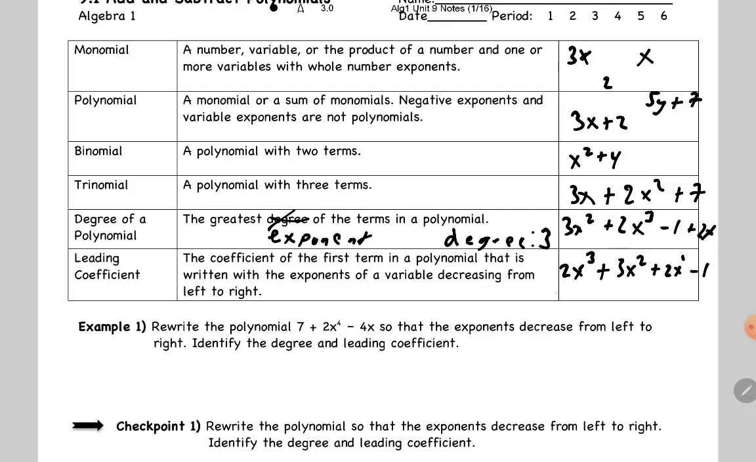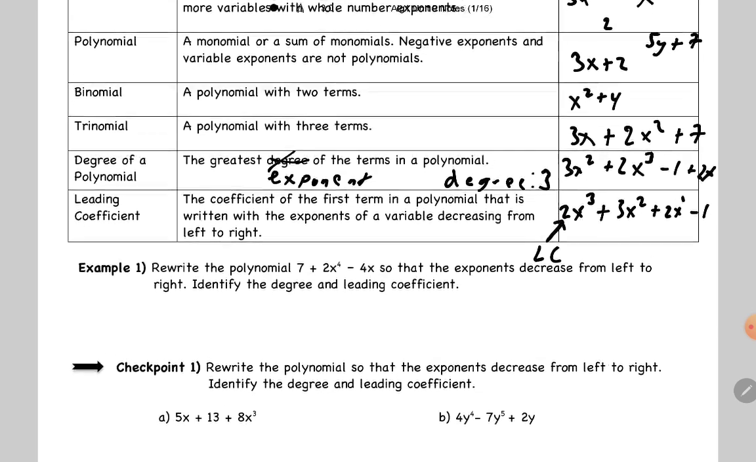The leading coefficient would be this number here, the 2, because it's the number in front of the variable with the highest exponent.